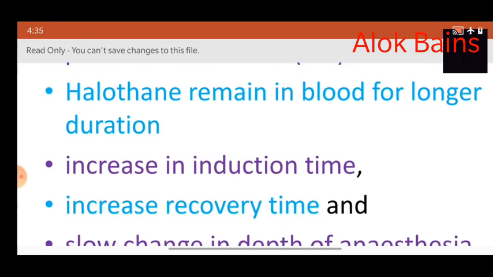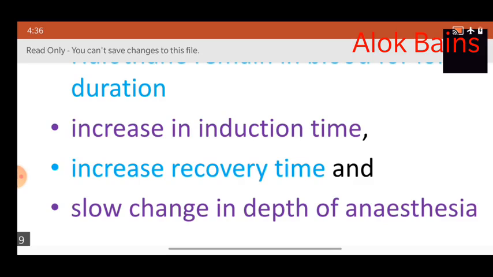If they remain in blood for a longer duration, this inhalation anesthetic will have increased recovery time, meaning the patient will not easily get rid of the anesthetic effect of this inhalation anesthetic. There will be a slow change in depth of anesthesia because these inhalation anesthetics remain inside blood for a longer duration. We will try to understand this point again.